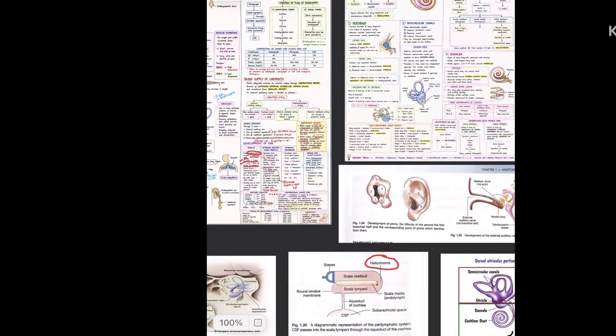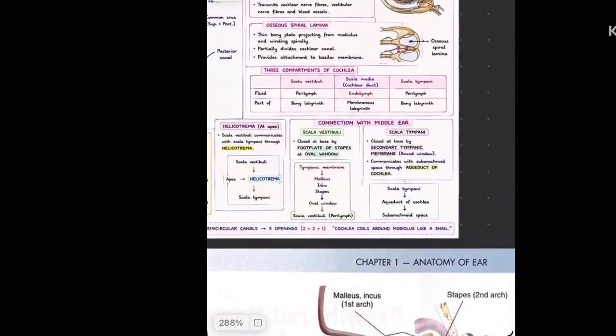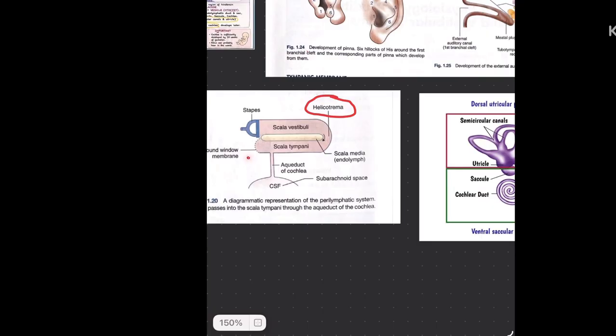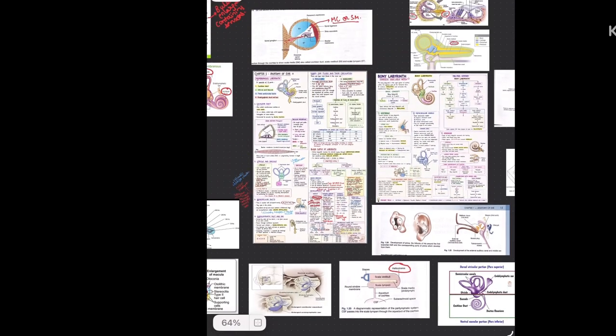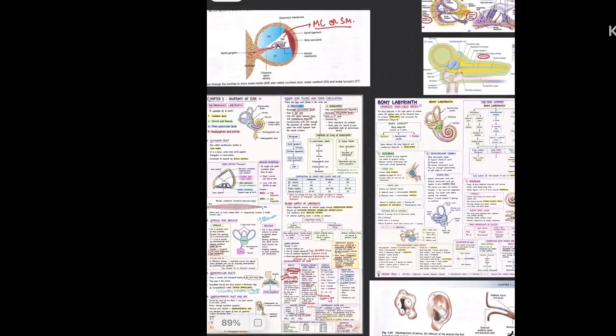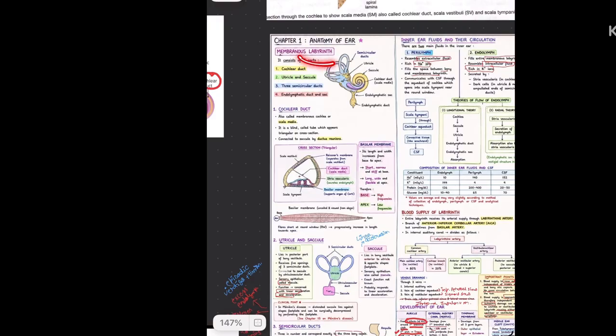Okay, great. Now go to the next part, that is the scala tympani. Scala tympani, see now in this diagram, it is connected by the round window membrane. So basically the secondary tympanic membrane. Okay. So the bony labyrinth is done. It is clear. Now let's talk about the next thing, your membranous labyrinth.